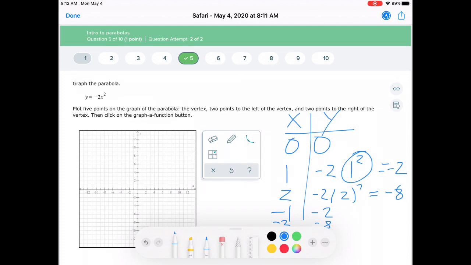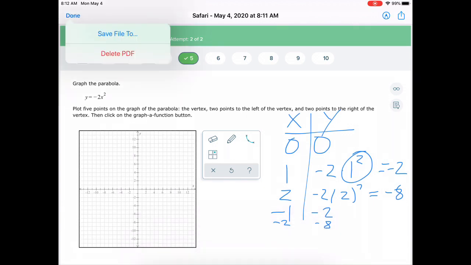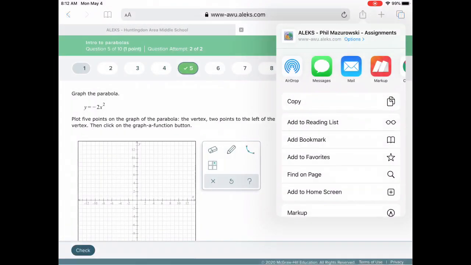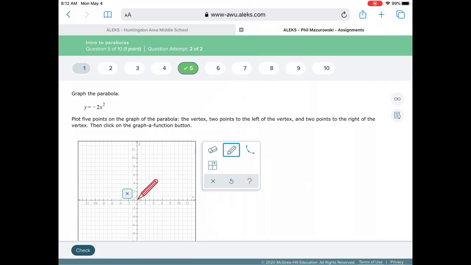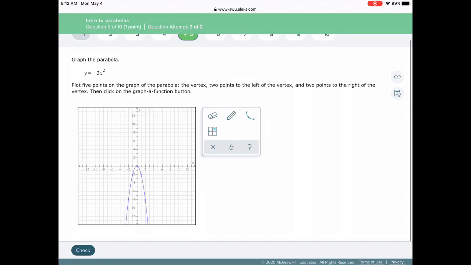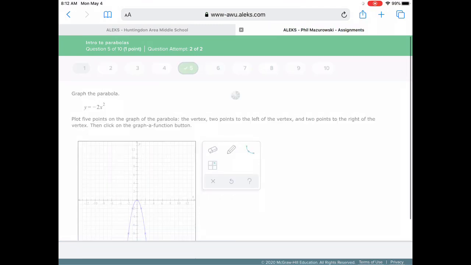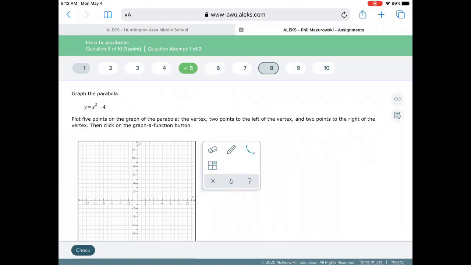So let's go ahead and plot those real quick. So 0, 0, 1 gives me negative 2, and so does negative 1. And then 2 brings us down to negative 8, and negative 8. So this is what this parabola will end up looking like. So that's another type of problem. Let's go towards the end here and get the third type of problem.